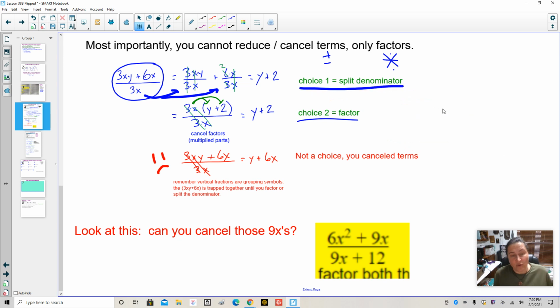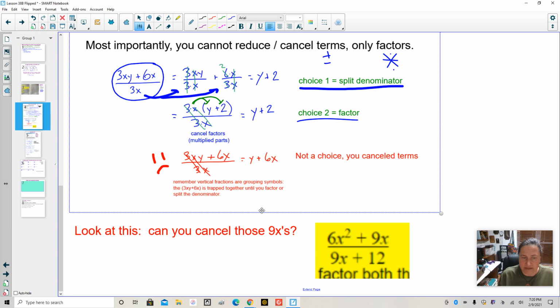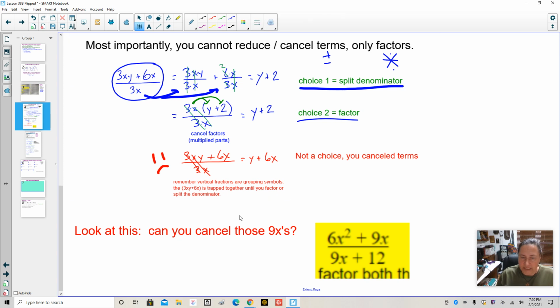Vertical fractions are grouping symbols. That's what this says down here. So the 3xy plus the 6x is trapped together until you either factor or split the denominator. You have to do one of those.